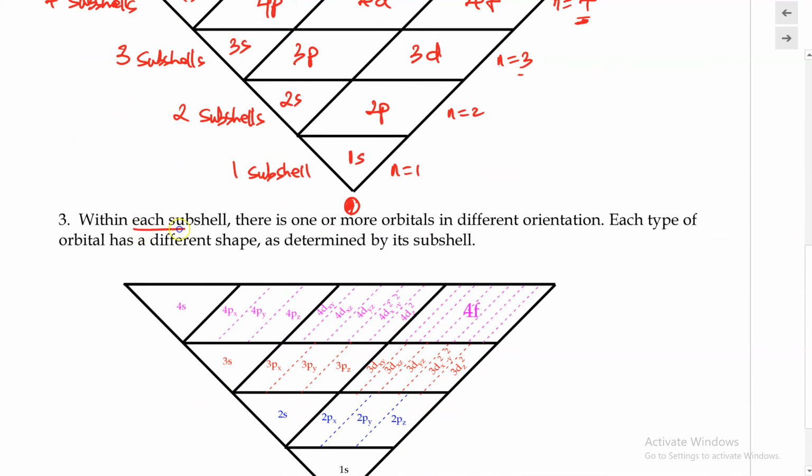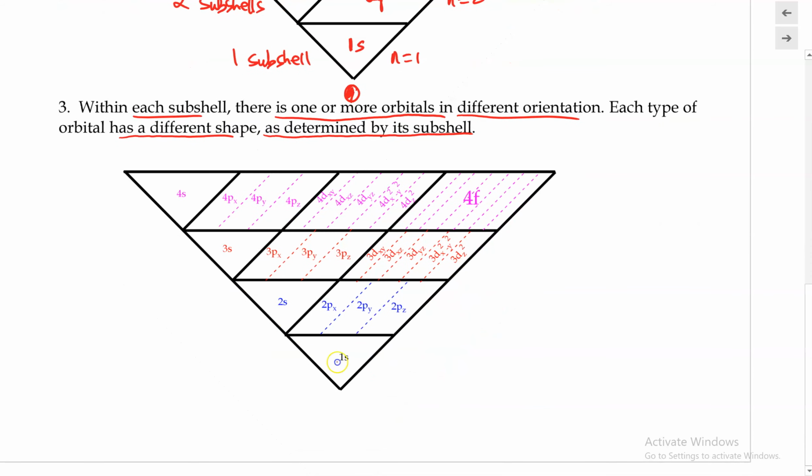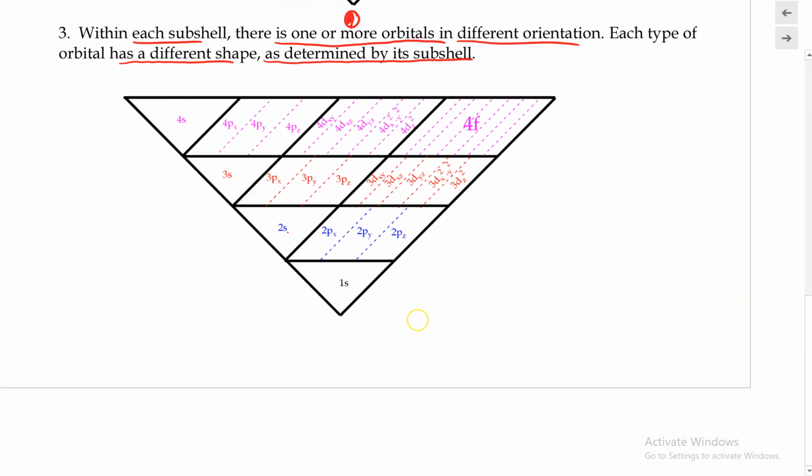Now within each subshell, there can be one or more orbitals in different orientations, and each type of orbital has a different shape, determined by the type of subshell it is in. What this means is that each of these subshells can be further split into a different number of orbitals. For the s subshell, there's only one orbital. For the p subshell, it is further split into 3 orbitals. This is why when we have the 1s, we do not split it into any other orbitals, and the same with the 2s subshell.